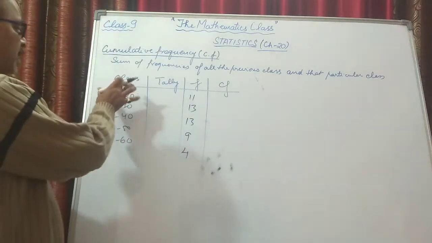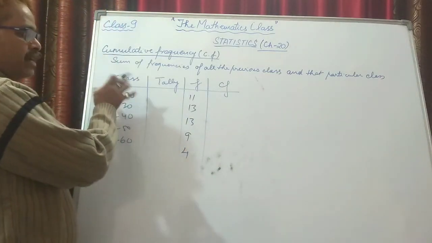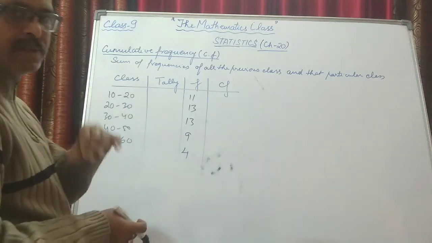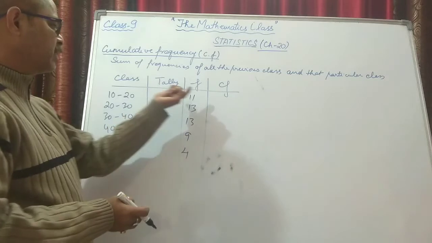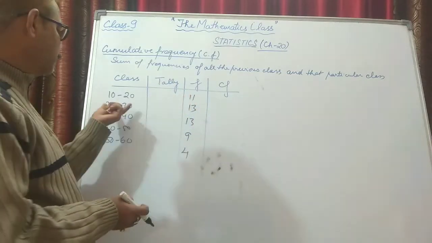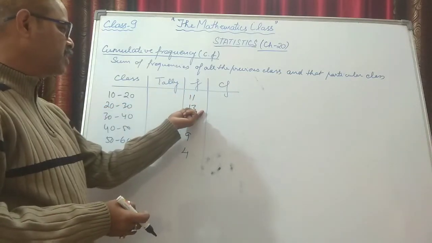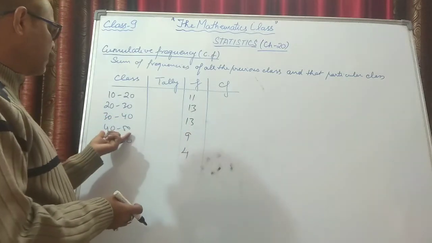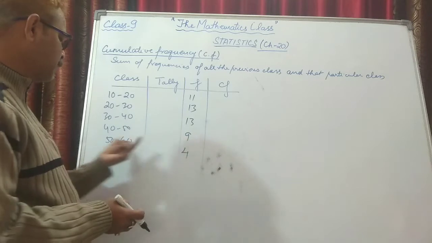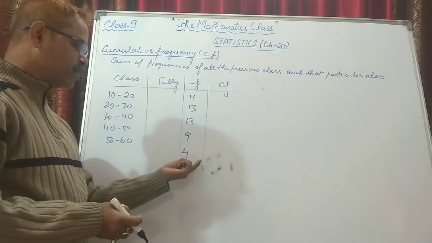This is the class interval given, and there would have been some data that has been arranged. So between 10 to 20 there are 11 such data. Between 20 to 30 there are 13 such data. Between 30 to 40 the number is 13. Between 40 to 50 the number is 9, and between 50 to 60 the number is 4.